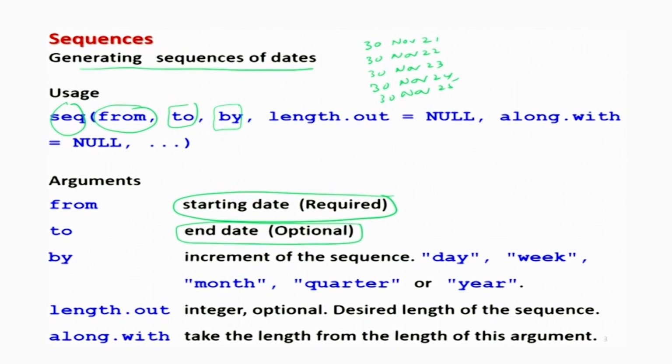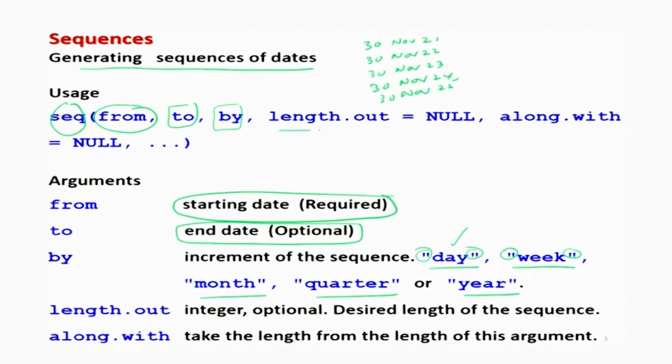So by can be day, week, month, quarter or year. What is the use? If you want to get a sequence in which the dates are changing by the day, then you have to write by is equal to day inside the double quotes. Similarly, if you want to get the dates on a weekly basis, then you have to write week inside the double quotes, and so on.